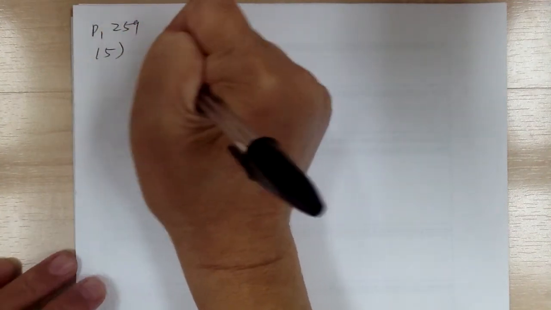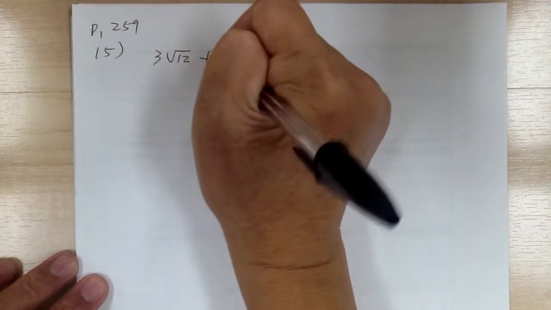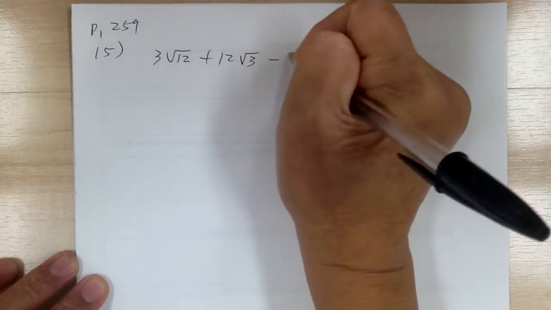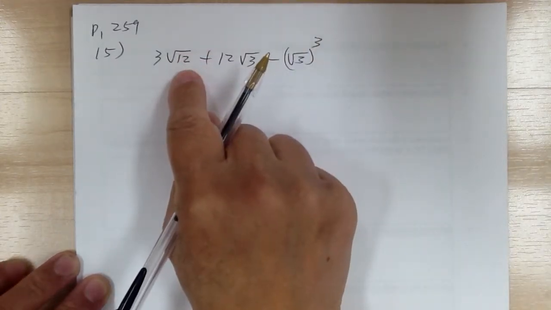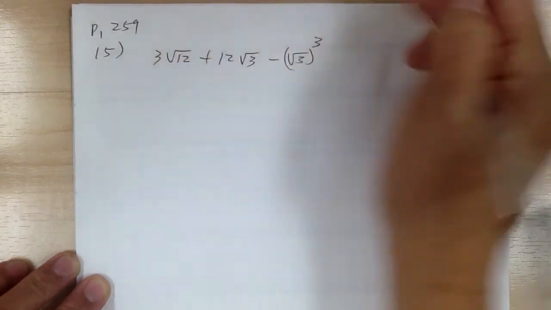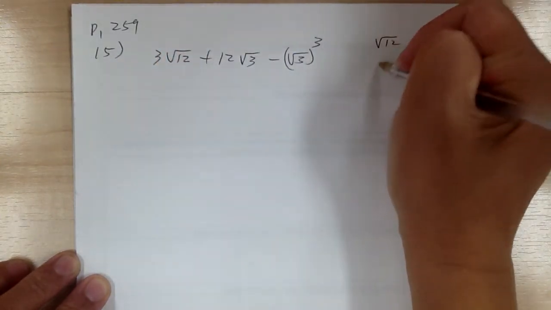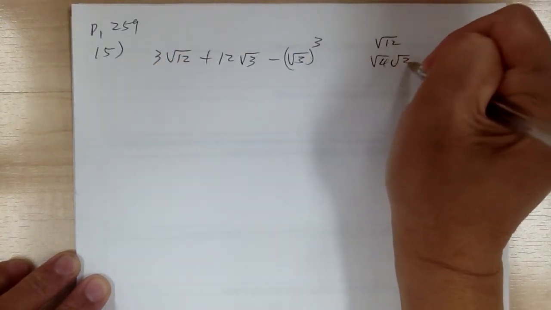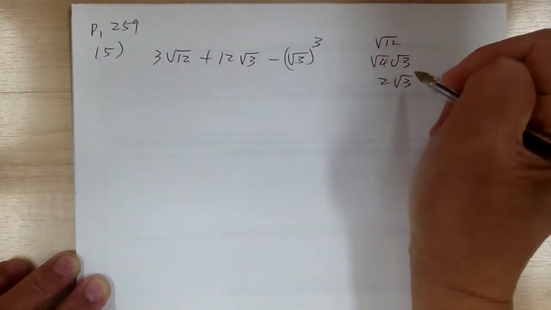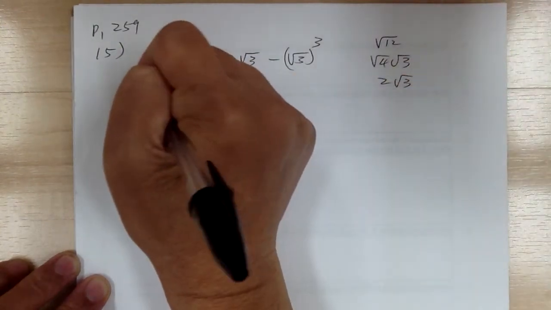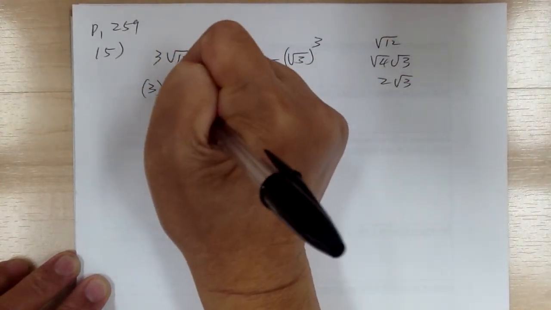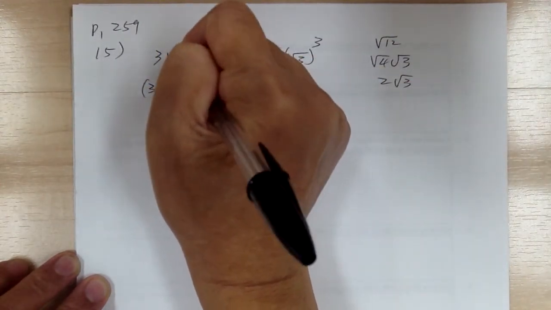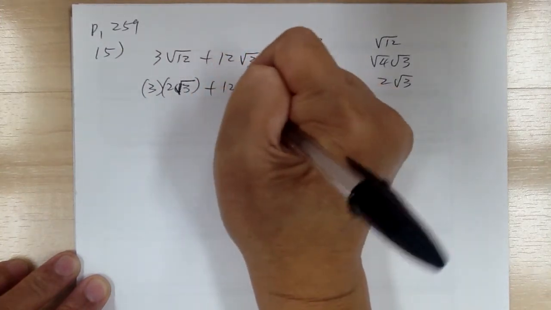Okay, you have 3 square root of 12 plus 12 square root of 3 minus square root of 3 cubed. Okay, so this one you can simplify. So square root of 12 breaks into square root of 4 and square root of 3, so it becomes 2 square root of 3. Okay, so you're going to get 3 times 2 square root of 3. I can do one step at a time. So this is this. Okay, this one you don't have to do anything to it.